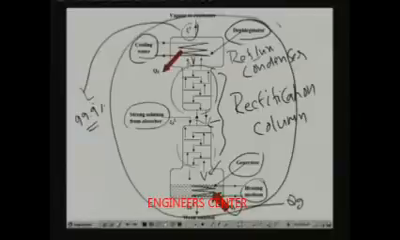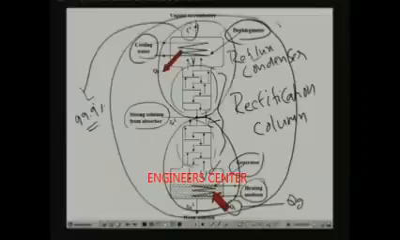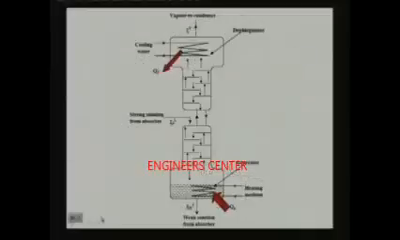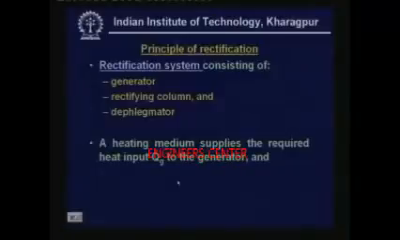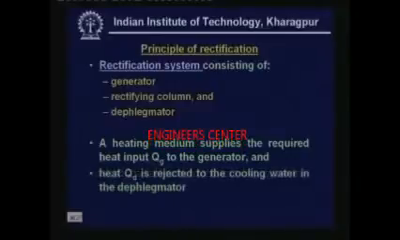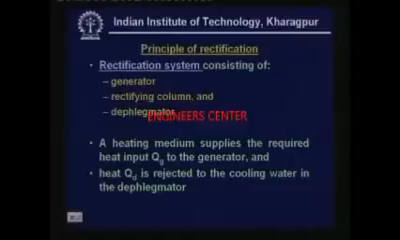Now let us concentrate on each component. That means the lower portion of the rectifying column, and let us see what the working principle of this is and how we show this on the enthalpy composition diagram. Similarly, we will look at the upper portion, explain the working principle and show this on the enthalpy composition diagram. As I said, the rectification system consists of 3 components, and a heating medium supplies the required heat input to the generator, and heat QD is rejected to the cooling water in the deflagmator. So at one place you supply high temperature heat, and at another place you reject some of the heat.